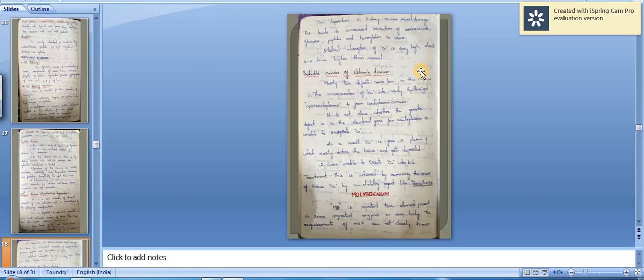Treatment: this is achieved by removing the excess of tissue copper with a copper chelating agent like penicillamine. This is the overview of copper. Thank you.